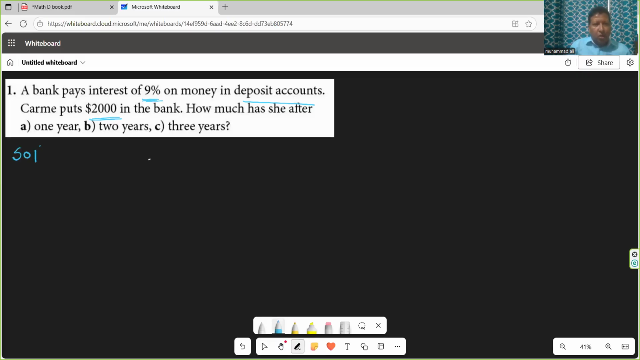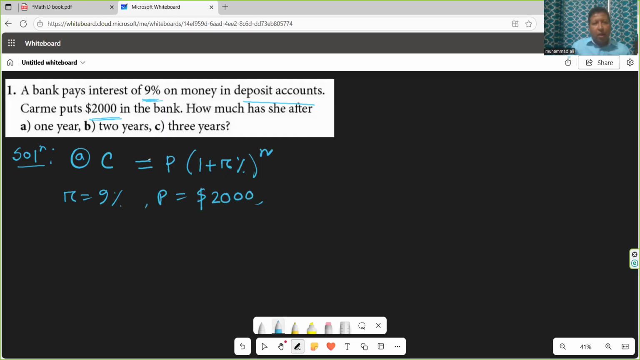So solution, we can write the formula. The formula for the amount after compound interest is C equals P times (1 plus R%) to the power N. For part A, R equals 9%, P equals $2,000, and N is 1 year, compounded yearly.